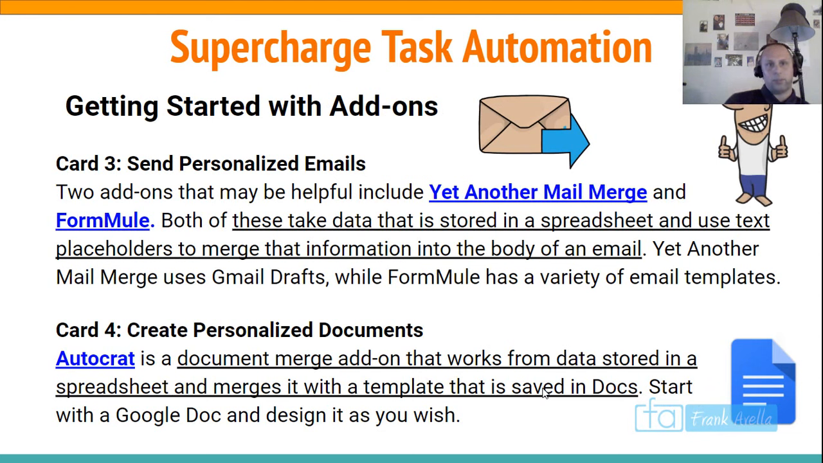All right, send personalized emails. Two add-ons that may be helpful include Yet Another Mail Merge and Formule. Both of these take data that's stored in a spreadsheet and use text placeholders to merge that information into the email body. Yet Another Mail Merge uses Gmail drafts, while Formule has a variety of different email templates. Create personalized documents. Autocrat. That's a document merge add-on that works from data stored in a spreadsheet, and it merges it with a template that's saved in Docs. Start with a Google Doc and design your own.